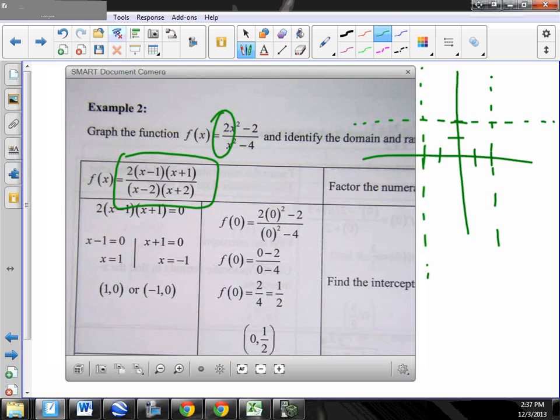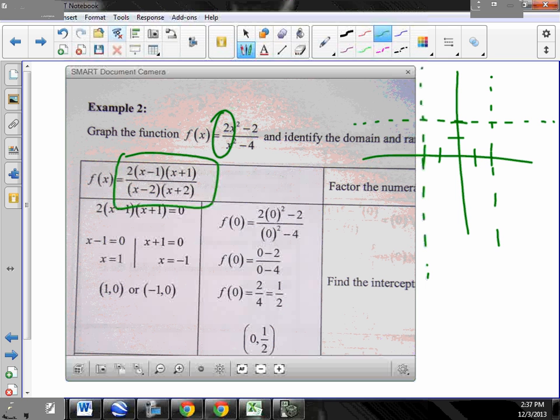Now here I have to be a little bit more careful because positive and negative is not going to be enough. What do I need to know? Above 2 or below 2. So this is a little bit harder. When your HA is 0, all you have to worry about is positive and negative. But if your HA is anything other than 0, then you need to make sure it's above that or below it. Do I have any roots?